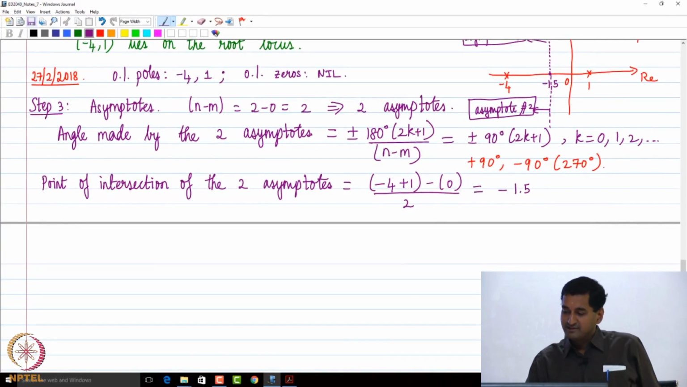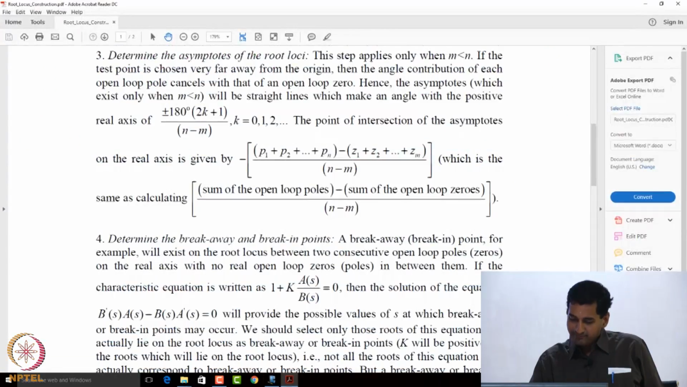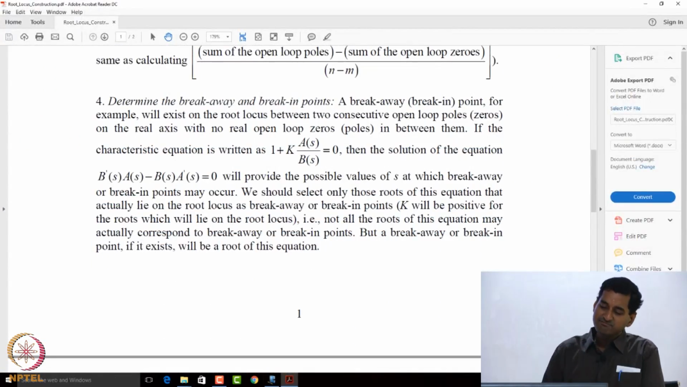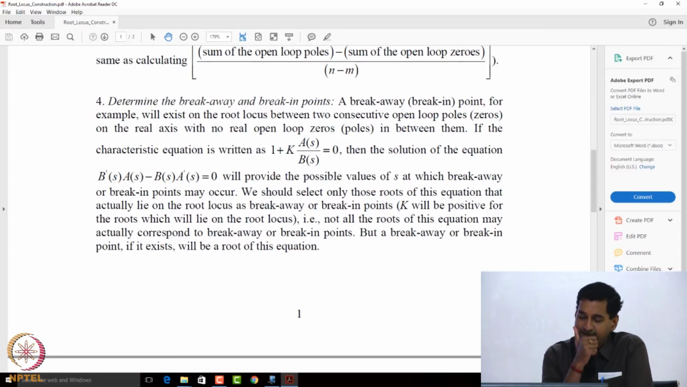Okay, so those are the first 3 steps. Let's go to step 4. What is step 4? Let's first read through it, then we will discuss. It says determine the breakaway points and break-in points.